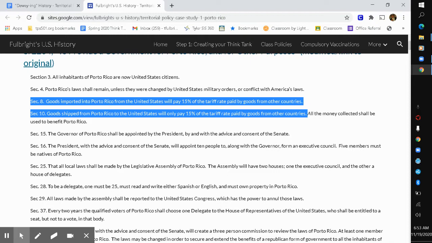This is important. When we studied tariffs, we learned that it's a tax on goods coming from other countries. If Puerto Rico is becoming part of the United States, why do they have to pay a tariff? Do other parts of the United States have to pay tariffs on goods coming from or to each other?